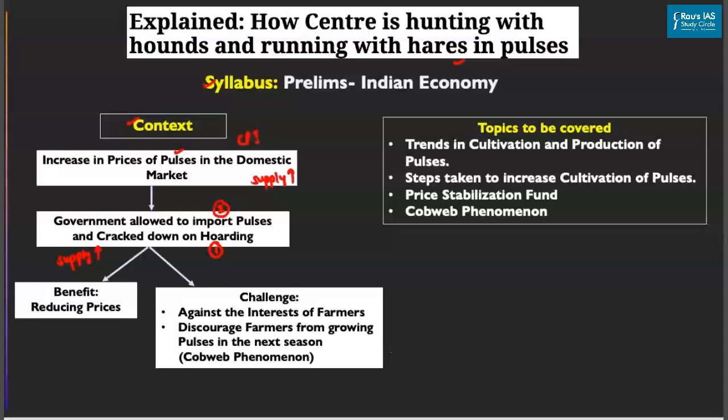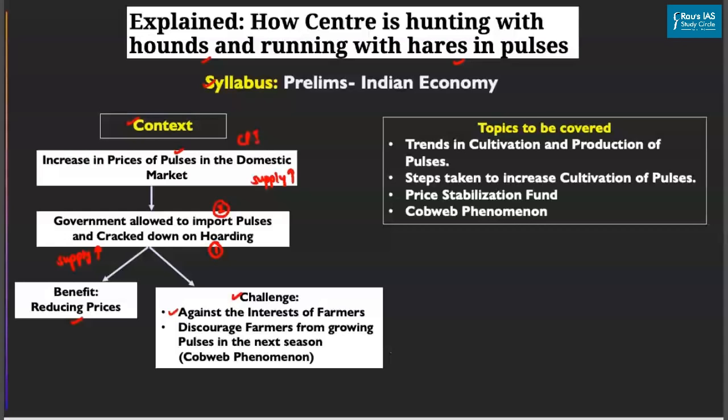The increase in supply would in turn help us bring down the prices of pulses and thus benefit the consumers. But at the same time, this particular article here highlights certain problems and concerns with respect to this particular aspect. First and foremost, the article has highlighted that this would go against the interest of farmers.